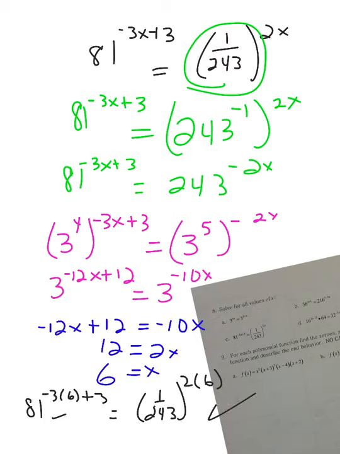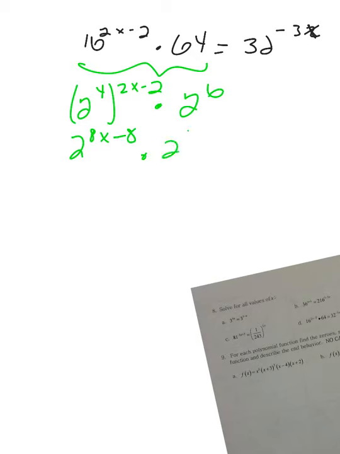Okay, so let's take a look at 8D. All right, so 8D is 16 raised to the 2x minus 2 times 64 equals 32 to the negative 3x. So in order to multiply these, you have to have the same base. So it's 2 to the 4th is 16, raised to the 2x minus 2. 64 is 2 to the 6. So this is 2 to the 8x minus 8 times 2 to the 6.